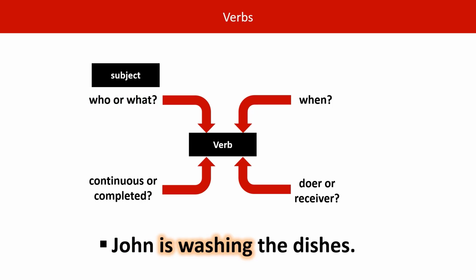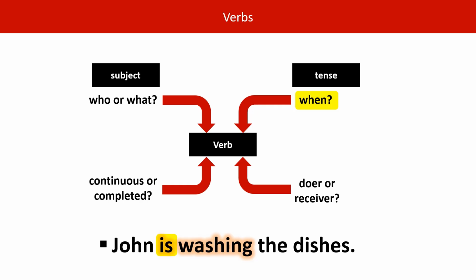Next, let's look at when. So it's happening now. John is washing the dishes now. And that's why we've had to use is. We could have used was and we could have used will be, but John is doing it now. And that's why we've used is. The when part of a verb is called tense.